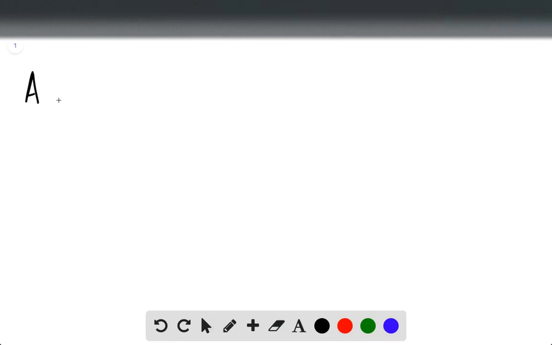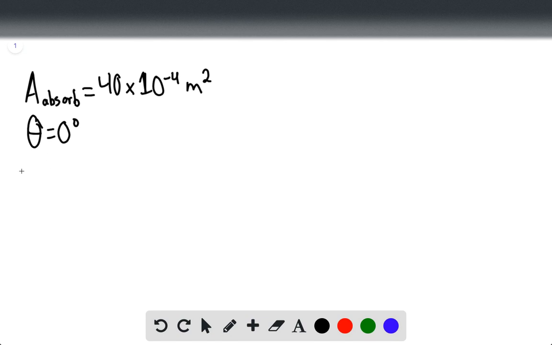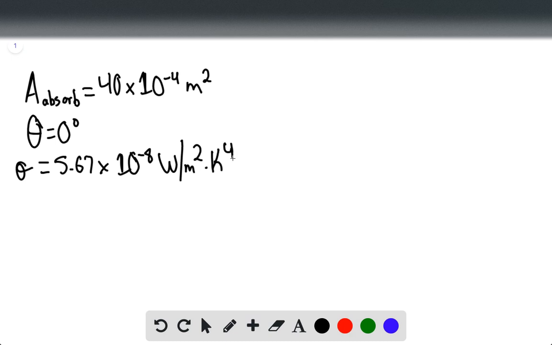So we have the surface area of the leaf. So this is going to be 40 times, rather we can say, we'll call it A absorb. So this will be 40 times 10 to the -4th meters squared. We have a theta of 0 degrees, and then we have the Stefan-Boltzmann constant of 5.67 times 10 to the -8th. The units for this will be watts per meter squared times Kelvin to the 4th power.